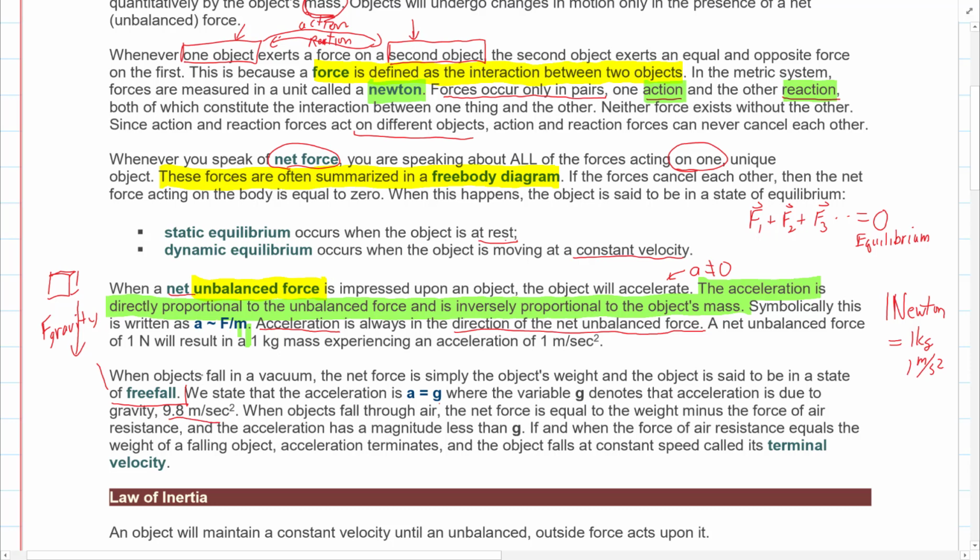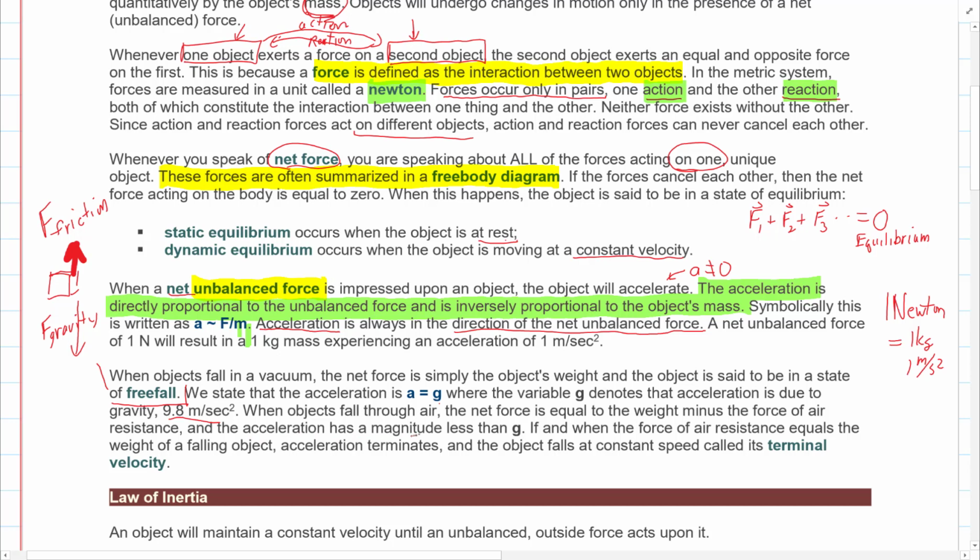When objects fall through the air, though, in air, not through a vacuum, the net force is equal to the weight minus the force of friction. So there is a force of friction pulling up, resisting it, pulling up on it. Gravity's pulling down, and friction is trying to slow it down by pushing up on it. And so the acceleration is going to be less than 9.8, less than g.